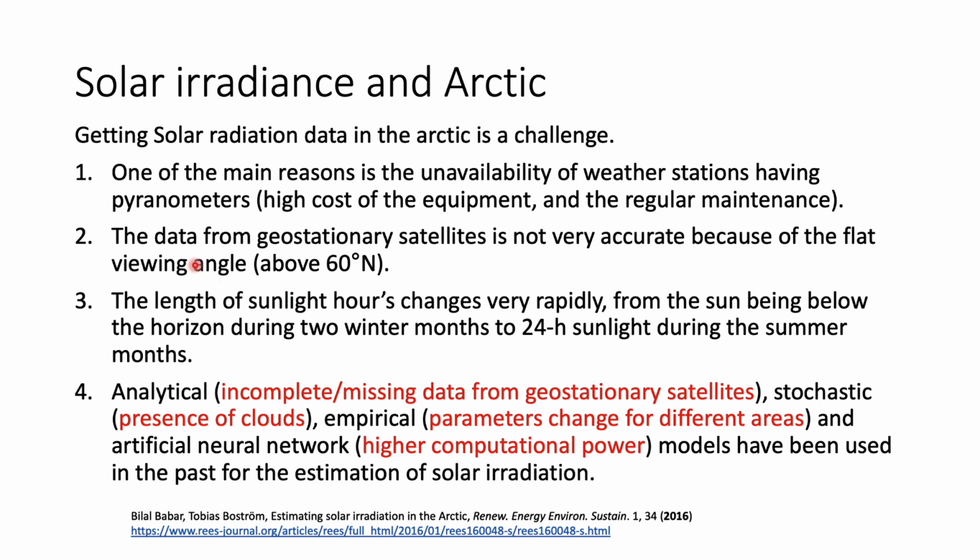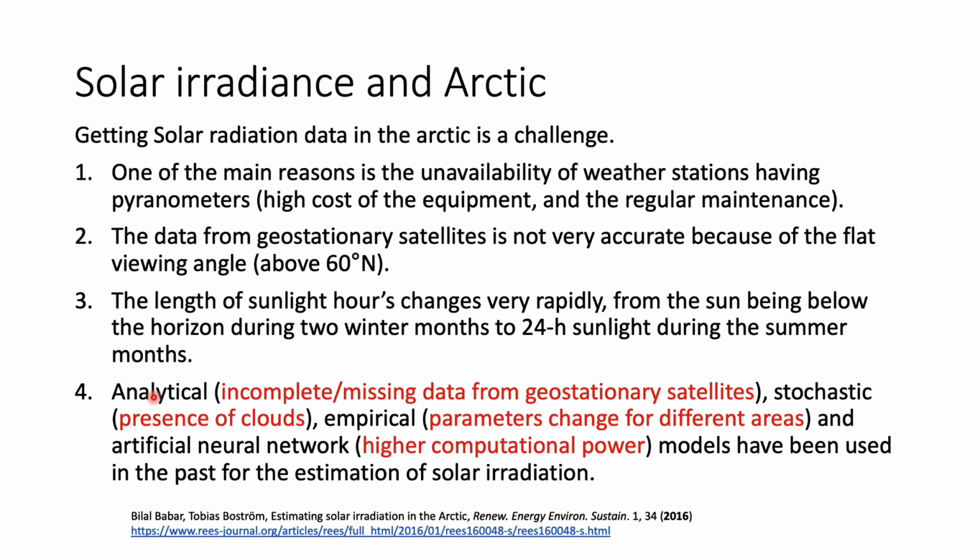Second, the data of geostationary satellites is not very accurate because of the flat viewing angle, because they are above 60 degrees north. That means the geostationary orbits of satellites may not see this area very clearly. And the length of sunlight hours changes very rapidly. For example, from the sun being below the horizon during the 2 winter months to 24-hour sunlight during the summer months. So that means there is an inconsistency in the amount of sunlight received by these places.